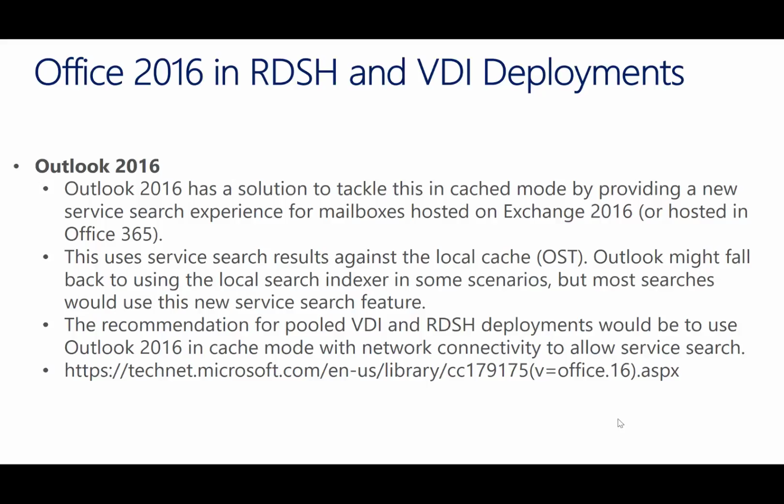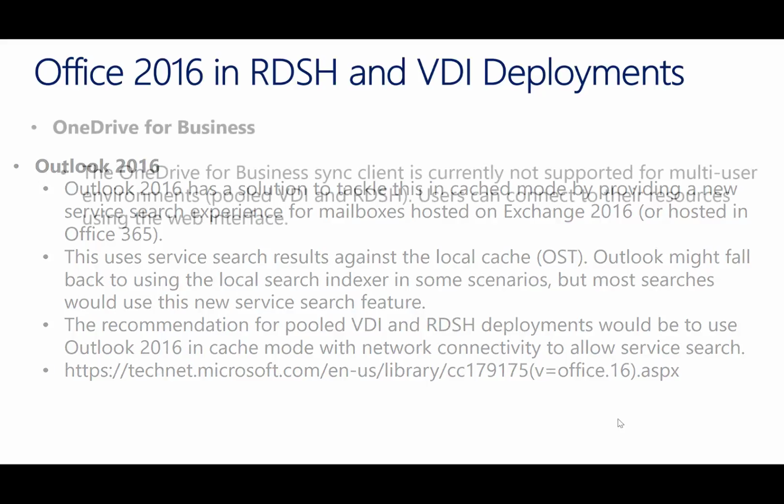So if you take a quick look at the recommendation here, the recommendation for pooled VDI and RDSH deployments is to use it in cache mode with network connectivity to allow that service search to work. That way we can really start leveraging the capabilities where they're best going to be delivered.